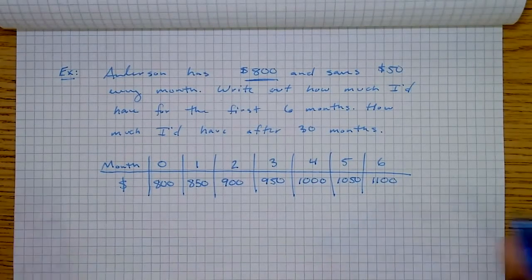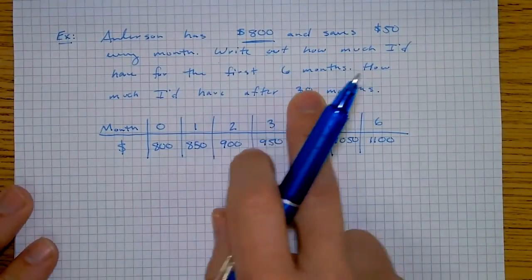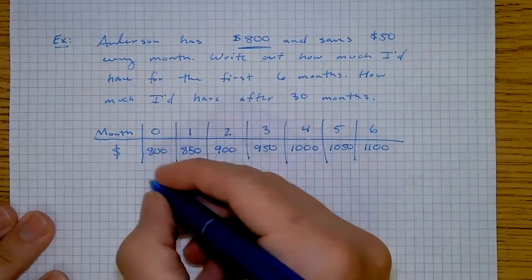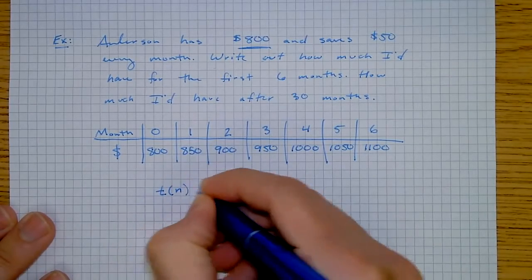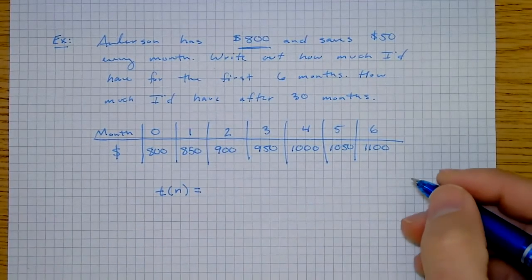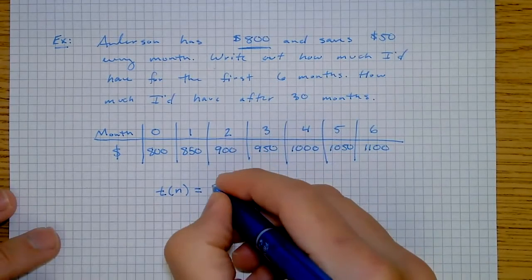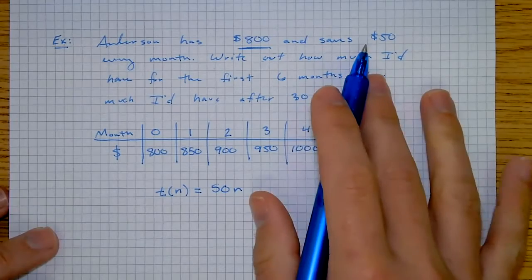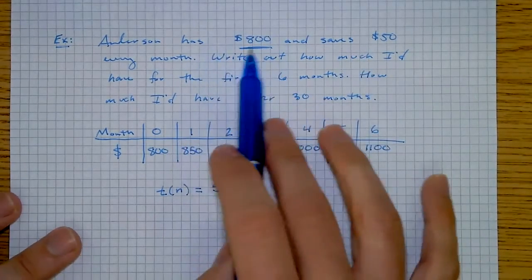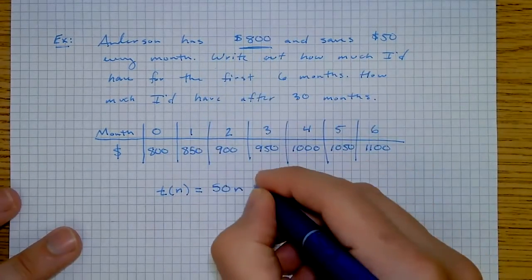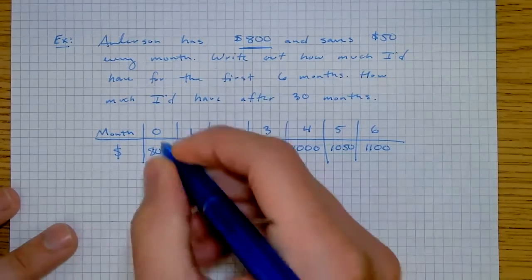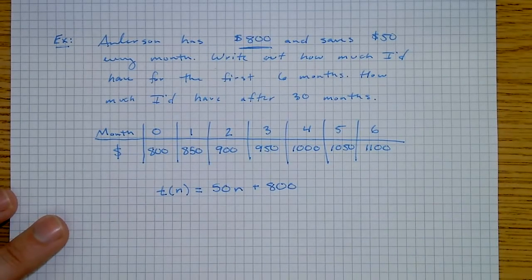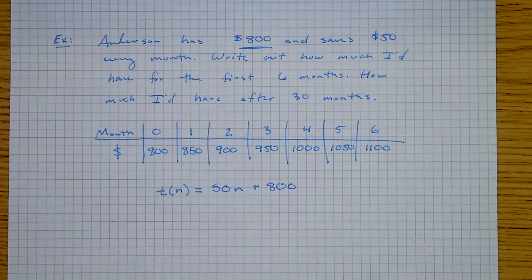All right. So now if we want to write an equation and figure out how much I'd have after 30 months, we're still going to use t of n. How much are we increasing by each month? 50. Increasing by $50. And then again, we want to use our starting values. They actually give us the 0th term, which in this case is 800. So we wouldn't want to go backwards to month -1. We want to start with month 0. So we're starting with $800 and then adding 50 on top for each month.